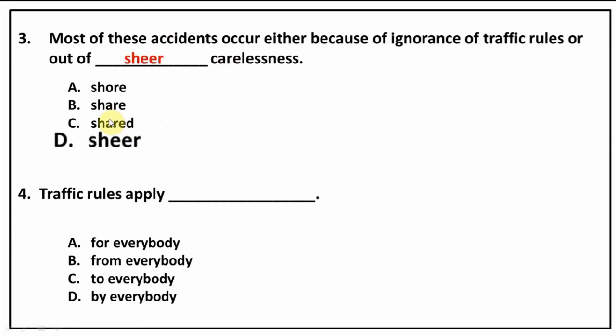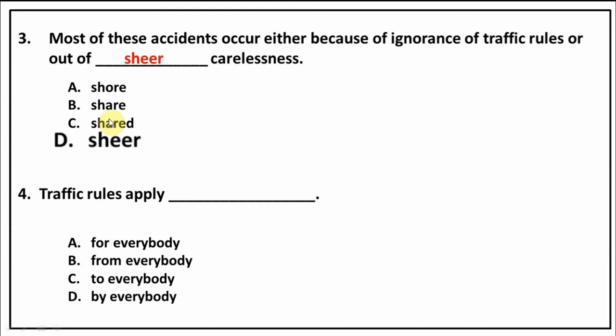Out of share carelessness. The fourth one, traffic rules apply dash everyone. Here we are going to use a preposition before the everybody. So what preposition will be correct for everybody, from everybody, to everybody, or by everybody? For the preposition, I have made another video with how we put prepositions in the blanks. You could watch the video in the description box. The link is available. So in the passage, it is for everybody.